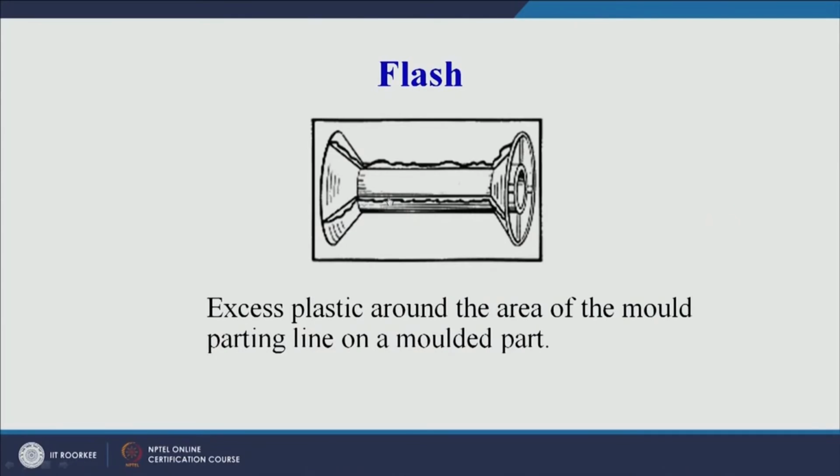The next defect is flash. We can see flash around the product, this is the flash all around the product. Now why flash will happen, that we will try to see in the next slide. What is flash? It is defined as the excess plastic around the area of the mold parting line on a molded part. So at the periphery, if you see a plastic bucket, you will see around the two corners or two edges of the bucket there will be a slight line that is visible. So that is basically a kind of flash and may have to be finished to remove the excess flash.